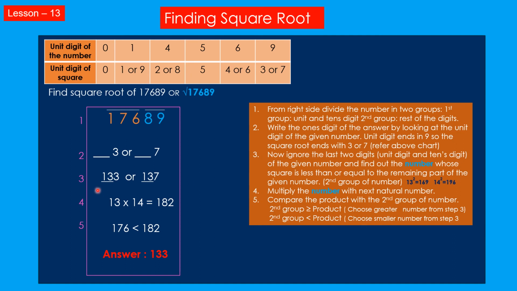All right, so let's see. Here the product is 182, and your remaining digits, the second group, is 176. So 176 is less than 182. So at this point, when it is less than the product 182, you are going to pick the smaller number. The smaller number is 133. So 133 is your answer.